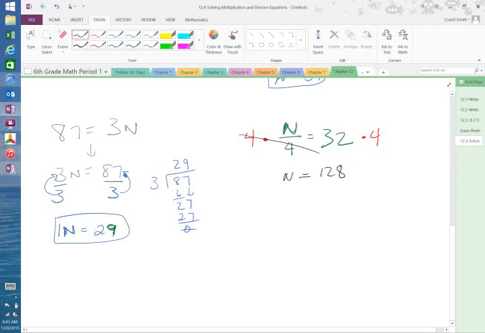Now, in your book, or in the paper you've got, the problem looks like this. N over 4 equals 8. My brain races ahead and it thought of the answer before I was supposed to give it to you, and so I put 32 instead of 8. So what would the answer to n over 4 equals 8 be? 32. Okay? Sometimes I can't stop my brain.